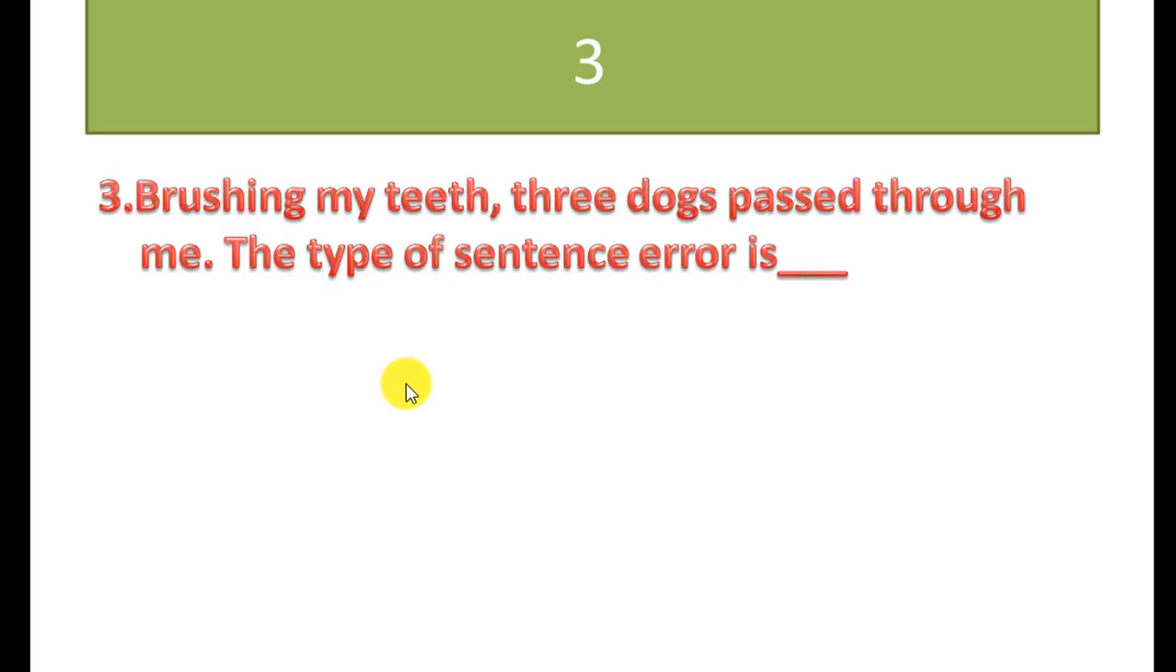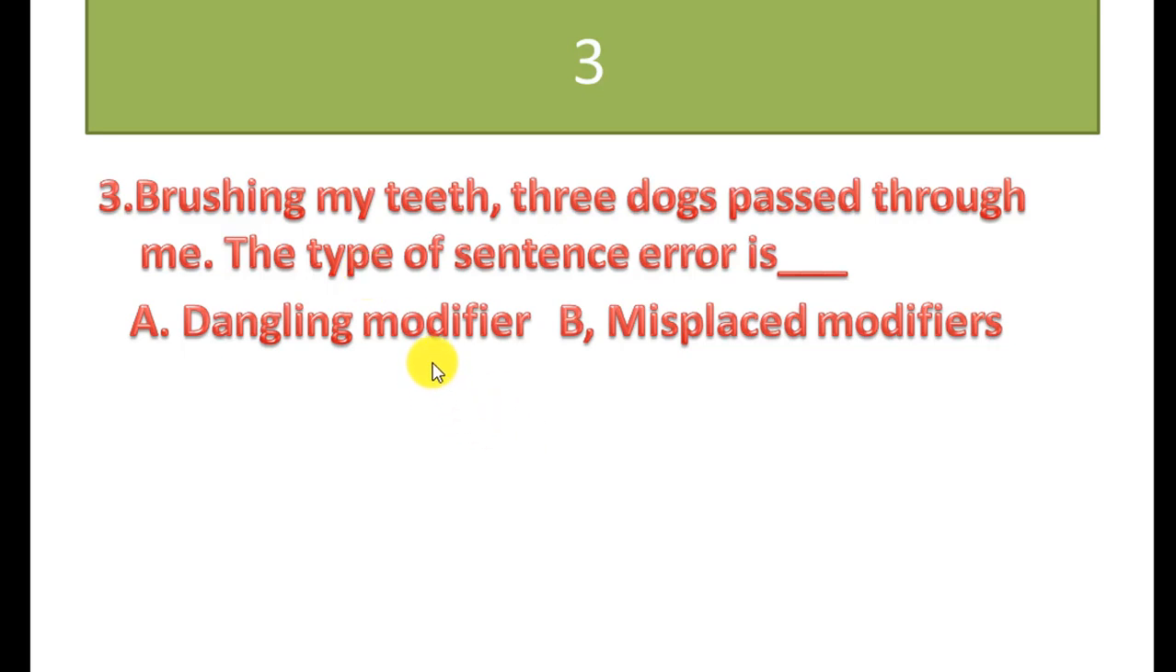This type of sentence error is included in university, and I know it's also in grade 12 sentence errors. So what kind of sentence error is this? Brushing my teeth, 3 dogs pass through. So let's take the distractors here.